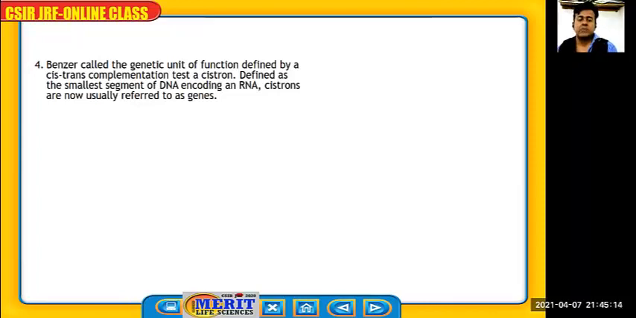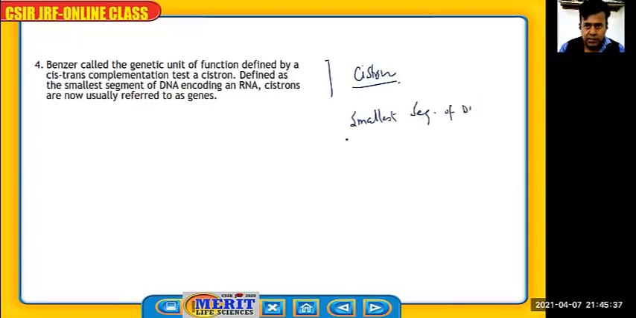Benzer called this genetic unit of function, defined by the complementation test, a cistron, right? I think you are well aware of this fact. Cistron is the smallest segment of DNA, and the modern term is gene.